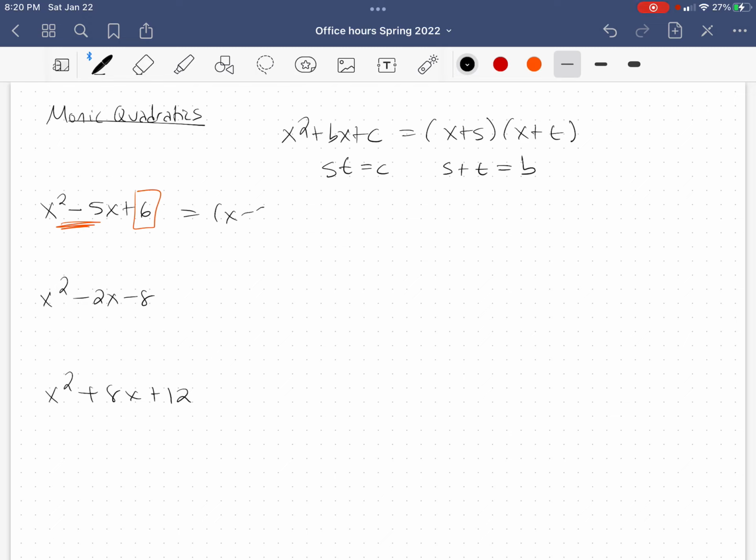So it must be x minus 2, x minus 3. Okay. Next one, multiplying to negative 8, adding to negative 2. Well, multiplying to 8 is either 1 and 8 or 2 and 4. The fact that it's a negative 8 means 1 is negative and 1 is positive. And in order to add to a 2, it must be a 2 and a 4. Okay, I choose which one is negative so that when I add them, I end up with a negative 2.